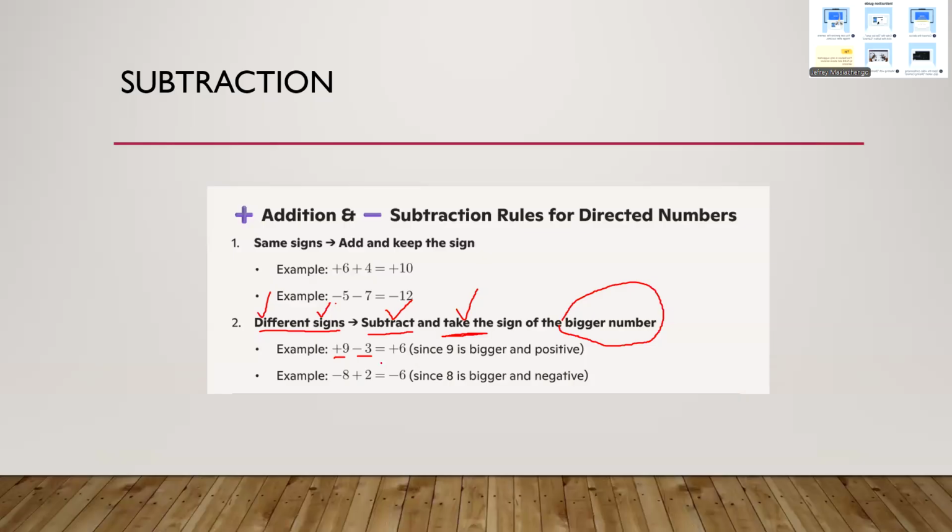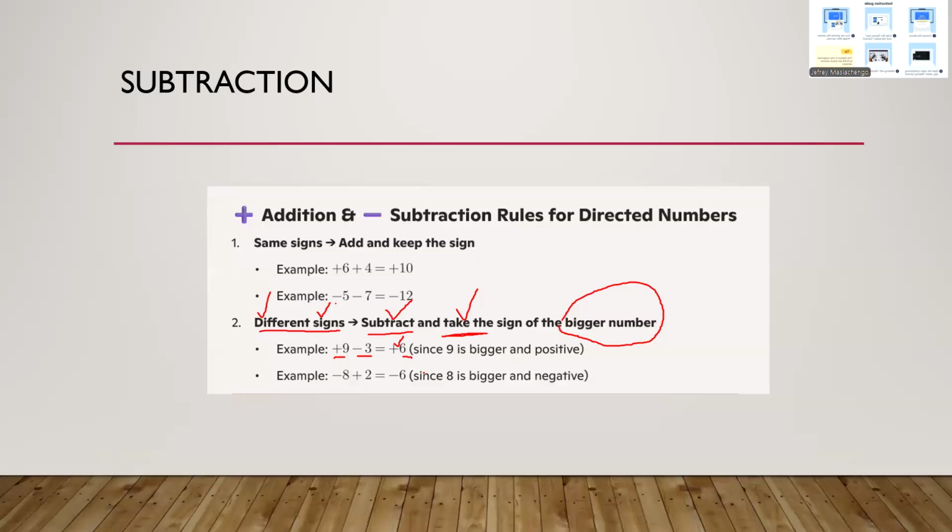All right, let's do that one. Plus 9 minus 3. What do you do here? You subtract, normal subtraction. 9, the bigger number, minus the smaller number. 9 minus 3, what do you get? You get 6. You're done, but you're not yet done. For the sign, you take the sign of the bigger number. Which one is bigger, 9 or 3? 9 is bigger, so you put positive. That's why I got plus 6, since 9 is bigger and is positive.